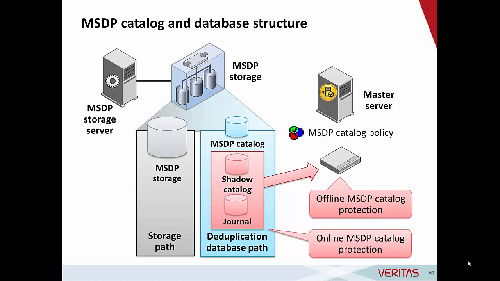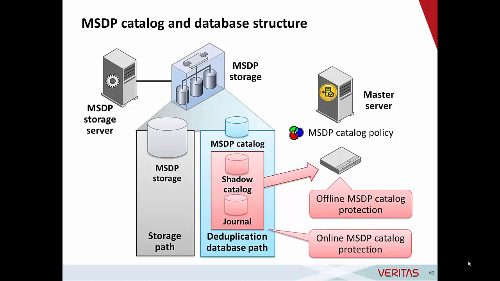Here's a visual look. Here's an MSDP storage server. Might be a build-it-yourself MSDP, might be a NetBackup appliance. They're handled the same way for this purpose. I have a storage path where my actual deduplicated data is stored, and I have a database path. And it's in that database path where a shadow catalog and a journal are maintained for online recovery and self-healing. And it is that shadow catalog and that journal which can be protected using an MSDP catalog backup policy.